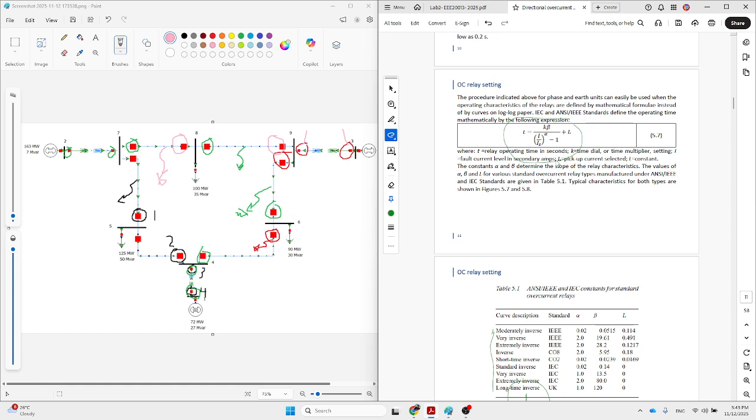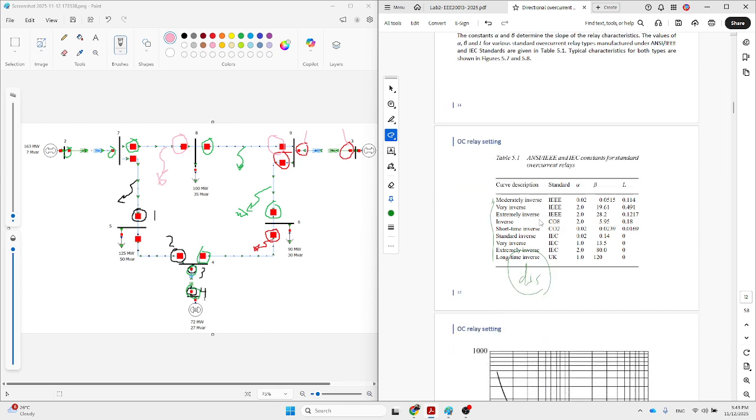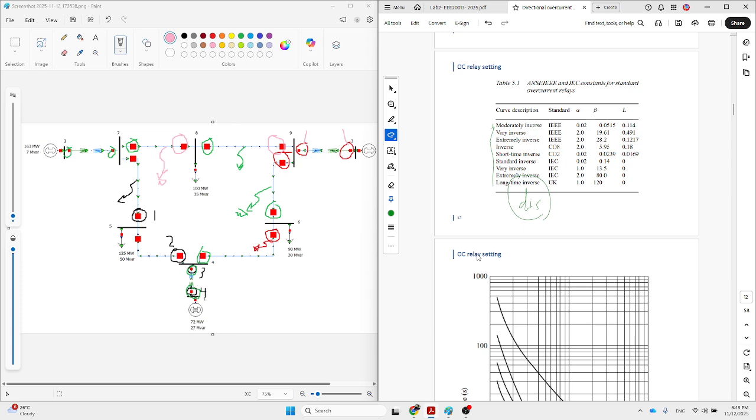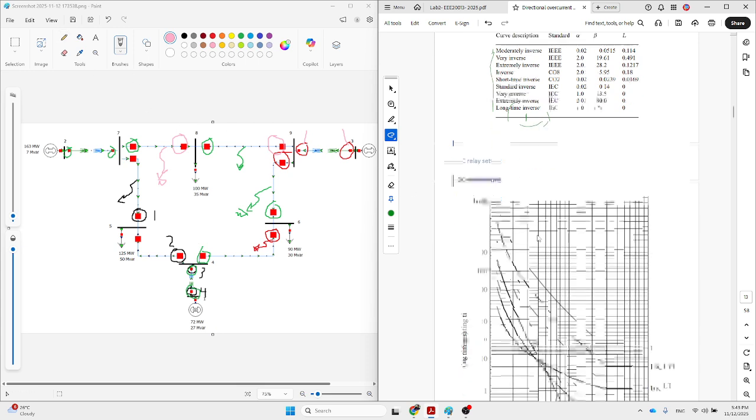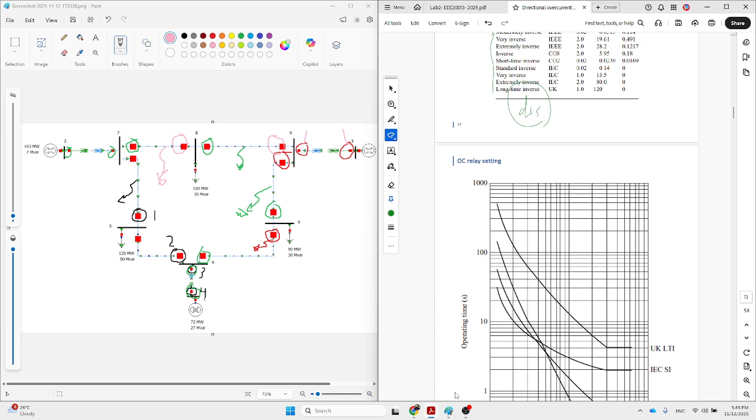As you can see here, the pickup current is this one. T is the relay operating time, K is the time dial. The time dial, K, must be selected by yourself based on your understanding from this assignment. This is for the overcurrent relay. So I already covered the overcurrent relay. You can start the first part of the assignment.